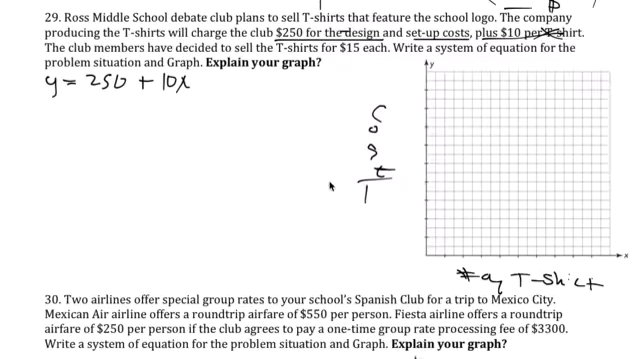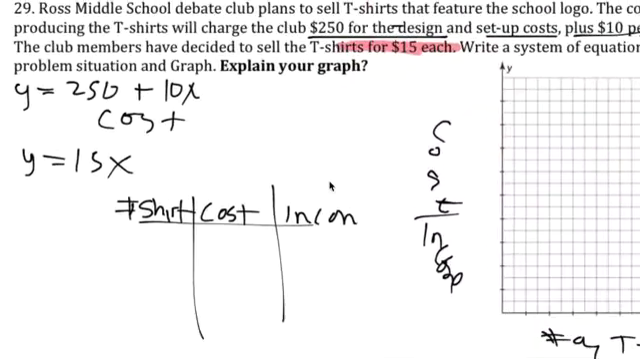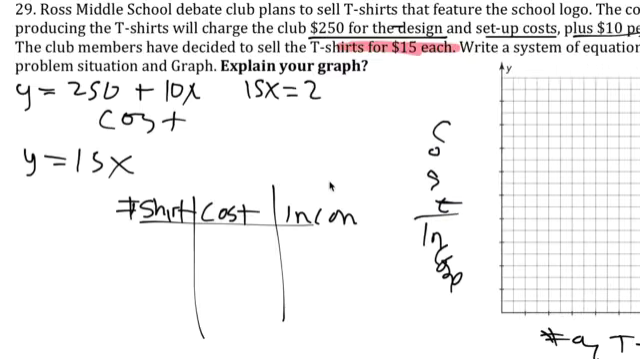Or income. The club members have decided to sell a shirt for $15 each. So this is the cost. The income is y equals 15x, $15 for each t-shirt. Graph. Okay, we need to find the break-even point. This is the number of shirts. This is the cost. This is the income. So set it up: 15x equals 250 plus 10x.